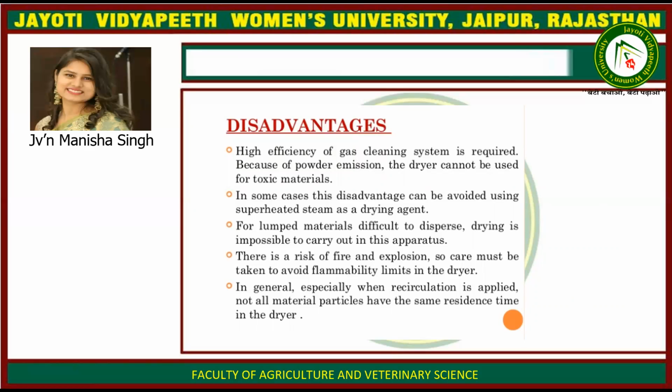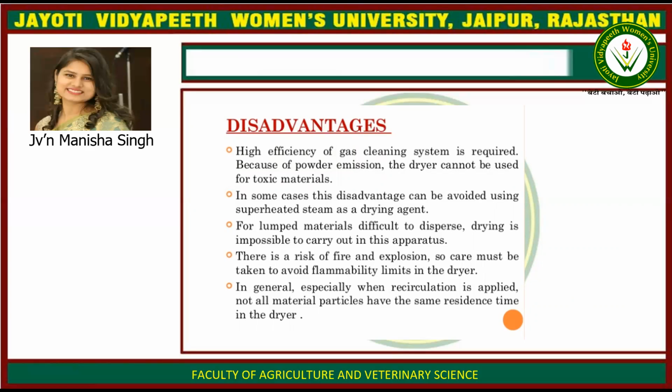Then disadvantages: high efficiency of gas cleaning system is required because of powder emission. The dryer cannot be used for toxic materials. In some cases, this disadvantage can be avoided using superheated steam as a drying agent. For lumped materials difficult to disperse, drying is impossible to carry out in this apparatus. There is a risk of fire and explosion, so care must be taken to avoid flammability limits in the dryer.